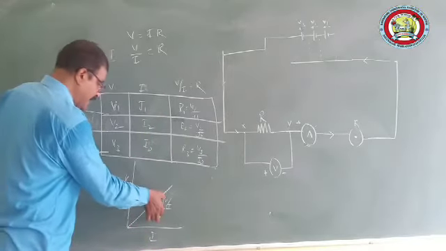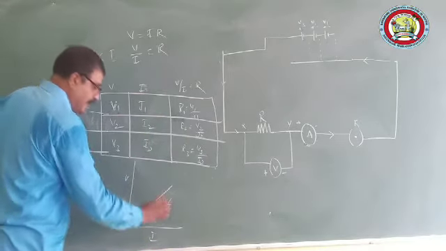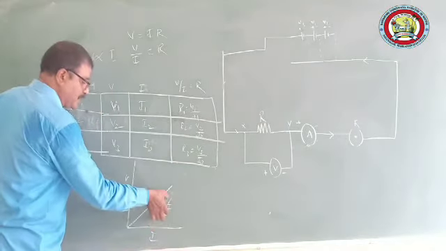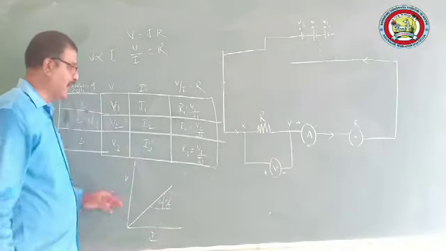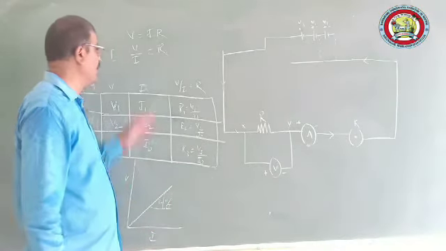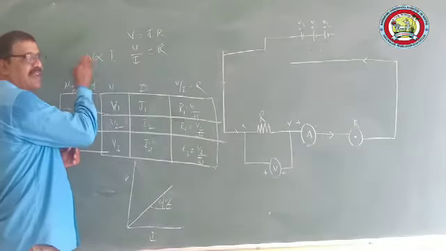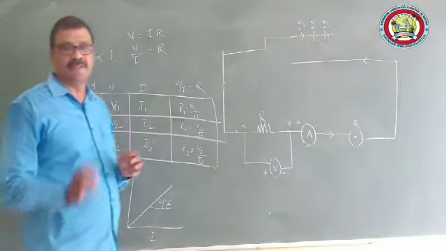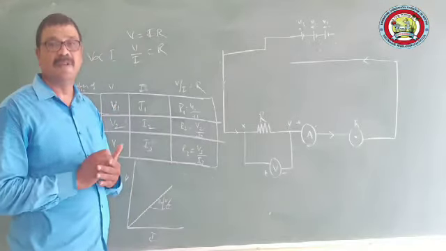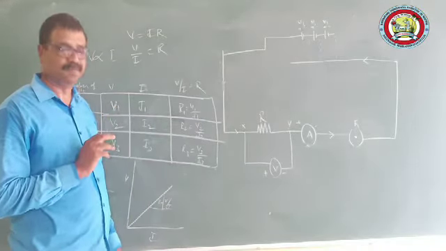Okay, so this is V, right? This measurement will give us V, and this measurement will give us I. So this V by I will give us R, and this growth will tell us that I is directly proportional to V, or V is directly proportional to I. So this is the verification of Ohm's law.